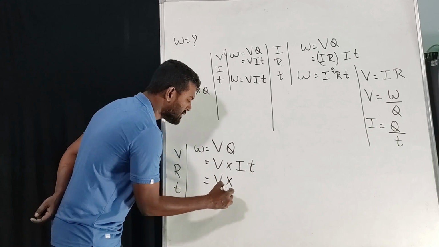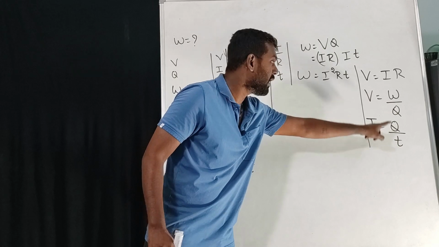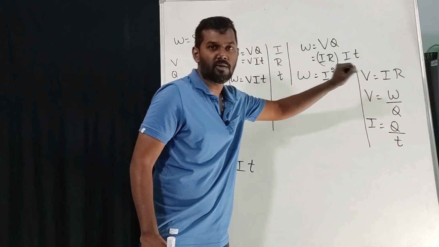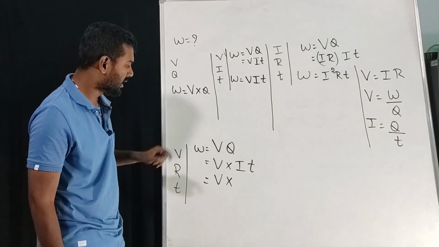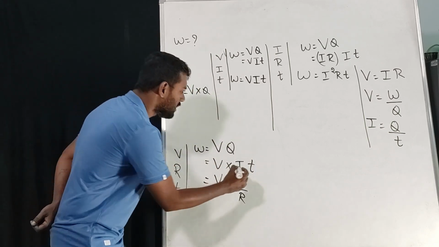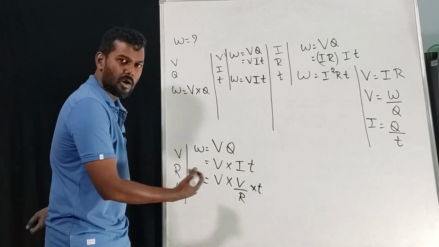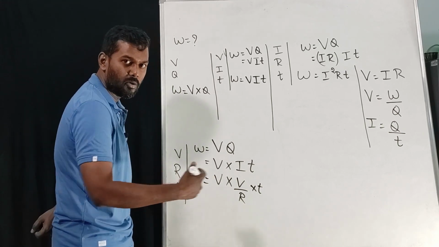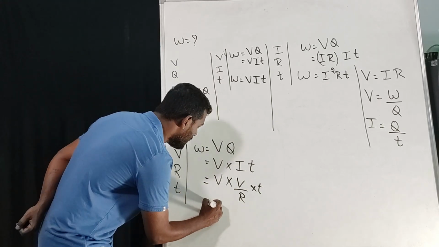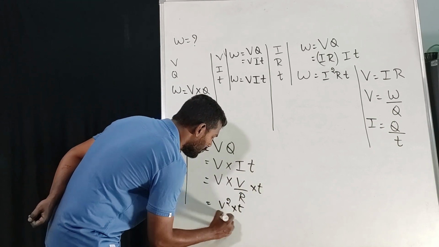Q we are finding, so we cannot use this formula. We can use this formula to find the value of I. Both the values are given, so I is equal to V by R. I'll write this T as it is. I know sometimes it will be confusing. Go back and learn it again. You will definitely get it. So V into V, V square into T by R.